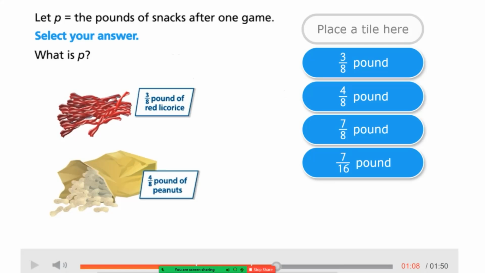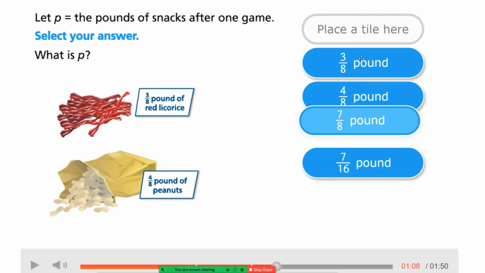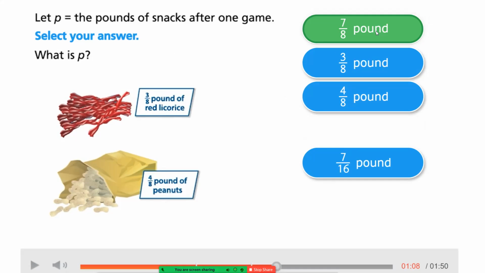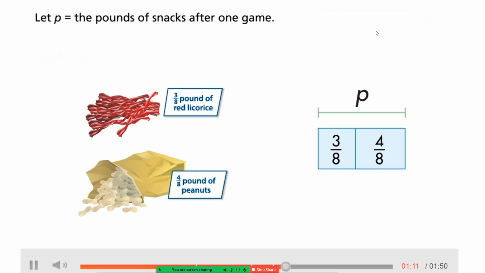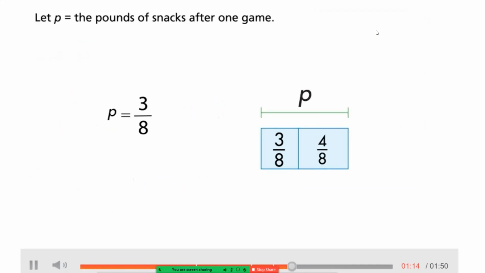So here we need to figure out how much he gives them after 1 game. So we know he gets 3/8 pounds of red licorice and 4/8 pounds of peanuts. So 4/8 plus 3/8, remember we're only adding the numerators and our denominator stays the same. So 3 plus 4, that stays over the same denominator of 8. 3 plus 4 is 7. So we know they get 7/8 pound of snacks after 1 game. P equals 3/8 plus 4/8, or 7/8 of a pound.